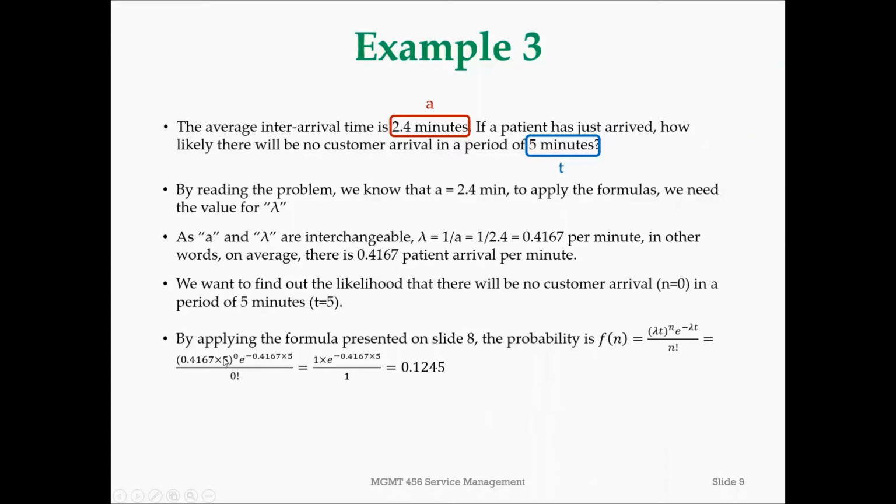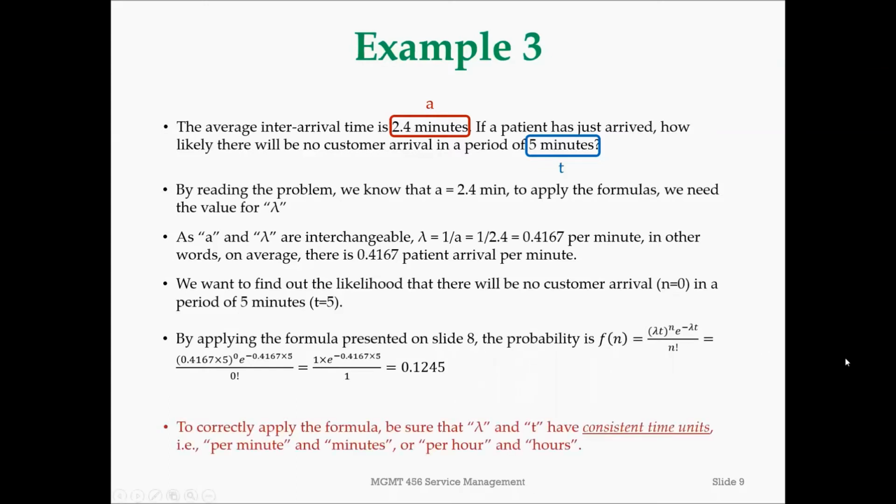Here, the calculation involves 3 terms. The first term is a power function: lambda, which is 0.4167, times t, which is 5 minutes, to the power of n. The second term is an exponential function: negative lambda times 5, which is the time. Then we have factorial 0, which is equal to 1. You do the calculation, you'll get 0.1245. In other words, how likely? It's about 12.45% of the time you will see 0 customers in a period of 5 minutes.